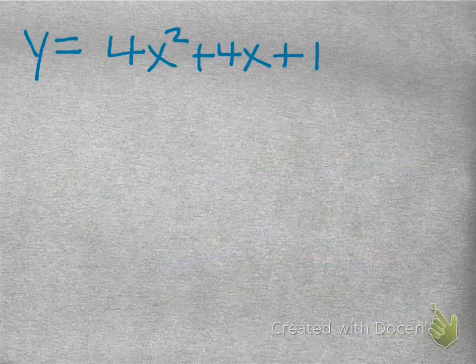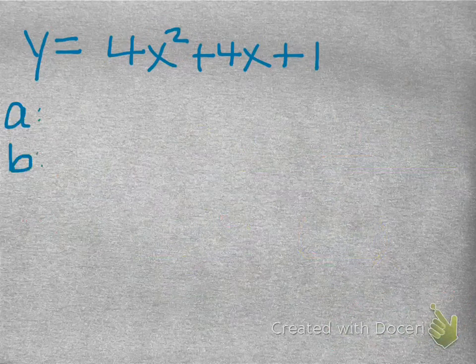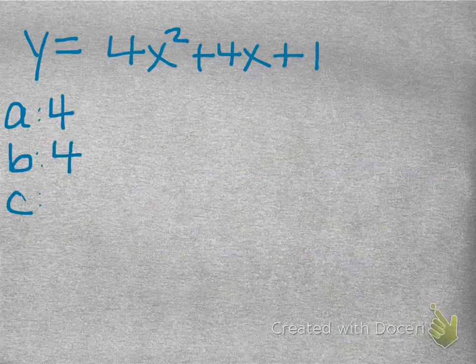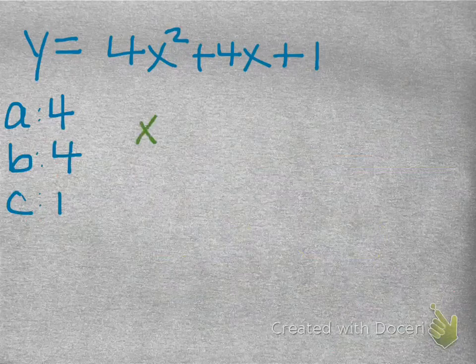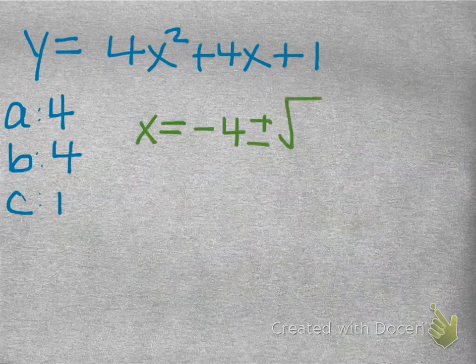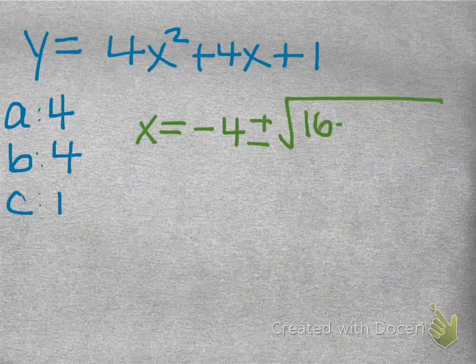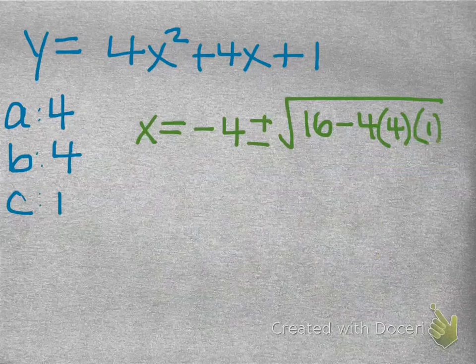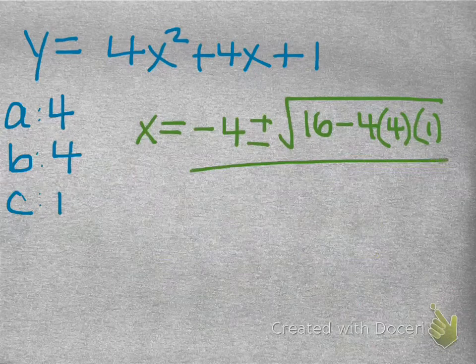Alright, let's look at this next example and identify A, B, and C. A is 4, B is also 4, and C is 1. Alright, now we're going to have X equals the opposite of B, which is minus 4, plus or minus the square root of B squared, which you can either write 4 squared, or in your head, like I do, you can do 16, because you know that, minus 4 times A, which is 4, times C, which is, I'm sorry, 1. All over 2 times A, which is 8.